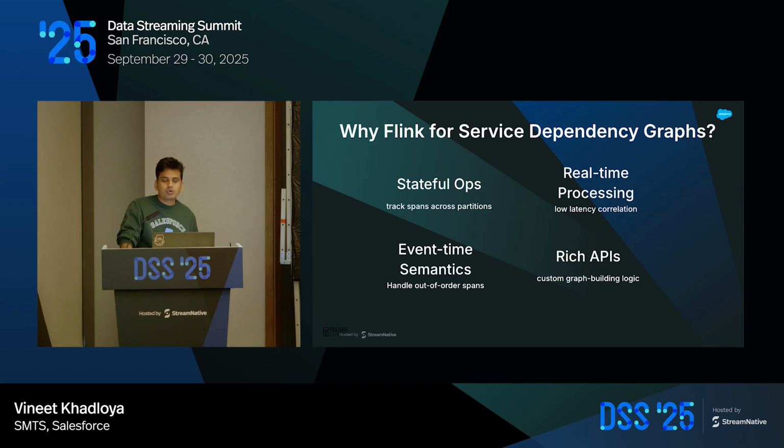Firstly, it supports stateful operations, and this was needed for us to reconstruct the whole trace from individual spans. Secondly, its real-time processing capabilities. It has the ability to process at massive throughput with low latency, and this is also critical for us to build a real-time troubleshooting tool. Third is event time semantics. This is useful to handle the out-of-order span scenario. And finally, Flink's rich APIs. These APIs provided us with the ability to implement custom operators. So Flink was the engine that made the large-scale service dependency pipeline possible at Salesforce in a very short period of time.